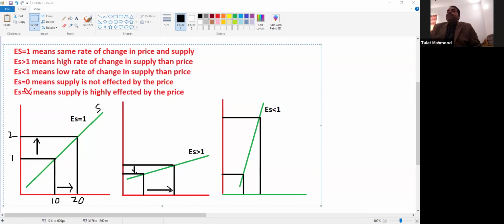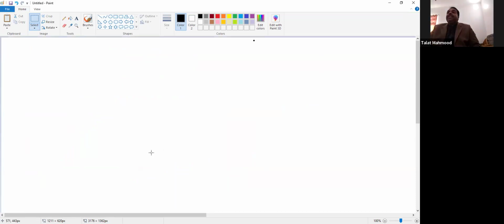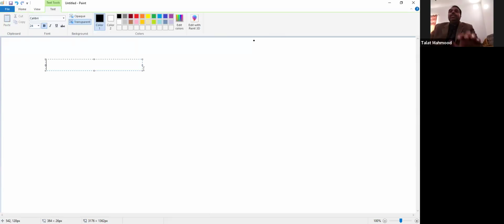So now here comes the next. This method is called the unitary method. By this method, we find elasticity of demand. There is another method by which we can find the elasticity of demand and supply. That is called the percentage method.